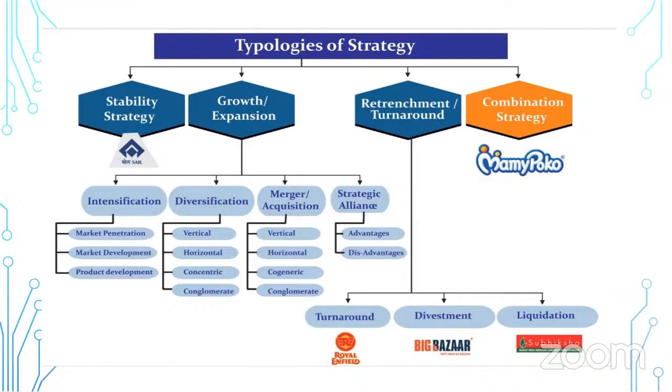The types of the strategy. First is stability strategy. Next is expansion strategy. Next is retrenchment strategy. Next is combination strategy. Please repeat it: stability, expansion, retrenchment, combination. Stability, expansion, retrenchment, combination. ओके द फर्स्ट इज स्टेबिलिटी स्ट्रेटेजी.